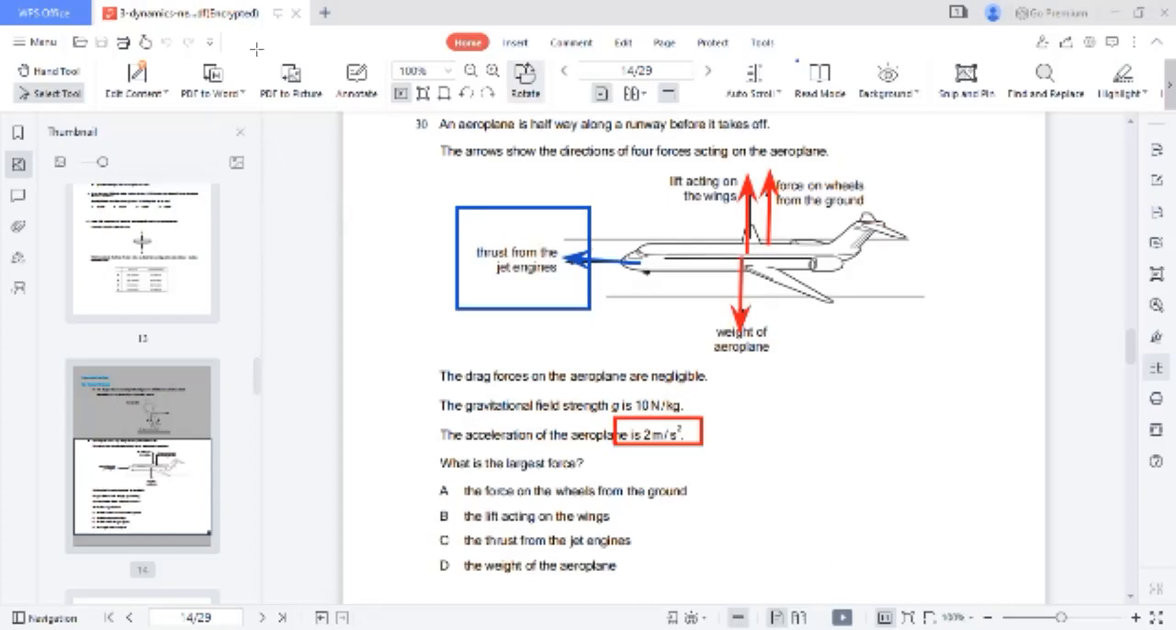Okay, the force on the wheel from the ground, this one, it is talking about this one. The lift acting on the wings, like this one. The thrust from the engine is this one, and the weight of the aeroplane. Okay, so we have four forces, and we are going to consider which one is the largest one.